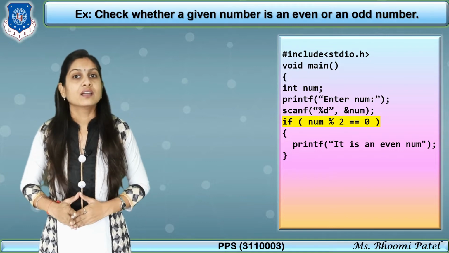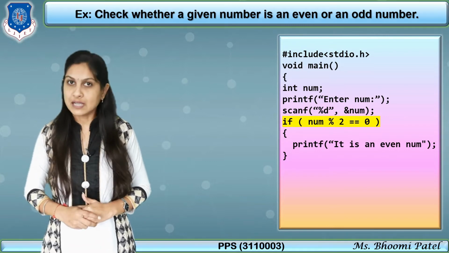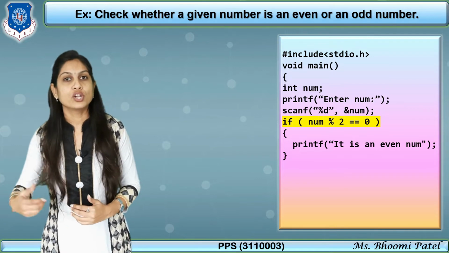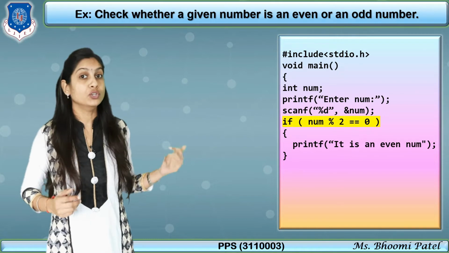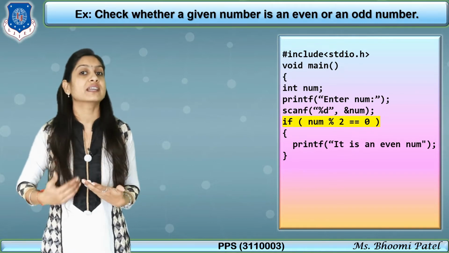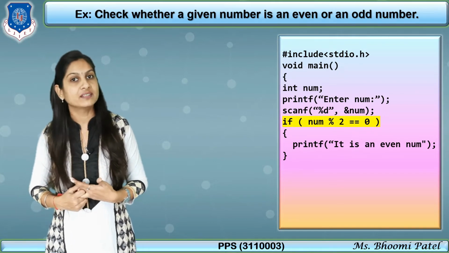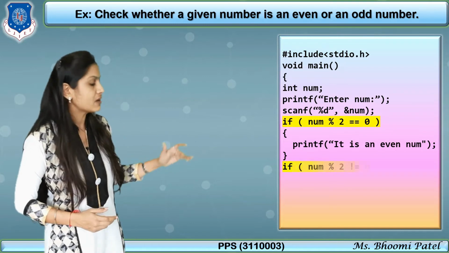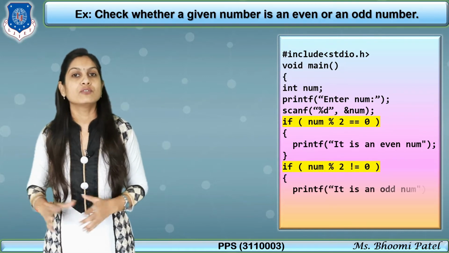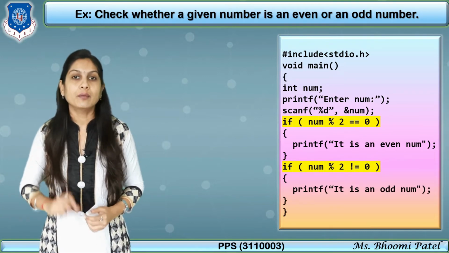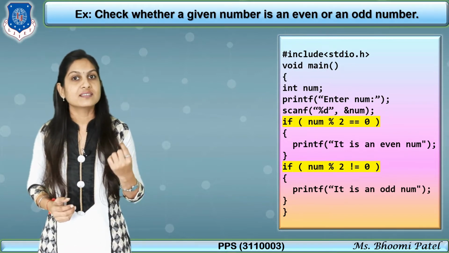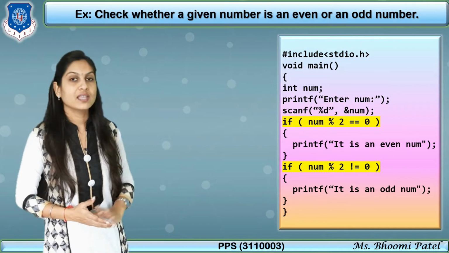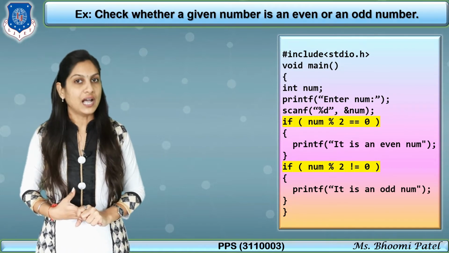So here the logic for an even number is completed, but suppose you want to check for an odd number, then what happens? Will this work? No. For that we have to again check the condition and apply the simple if. So again we have to write if. In the if we have to write the condition: number modulo 2 not equal to 0, then it is an odd number. So write like this and check the output.